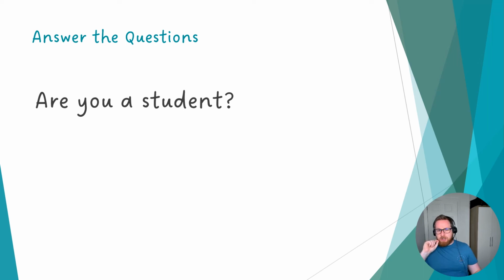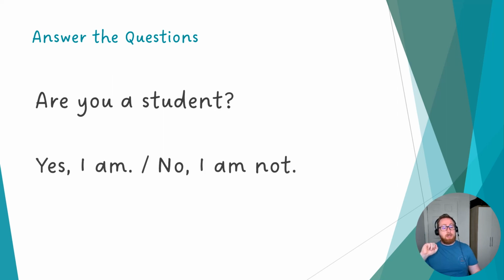Answer this question using the correct form of be. Are you a student? What could your answer be? Are you a student? Yes, I am. No, I am not. Or I'm not. Yes, I am. No, I'm not.